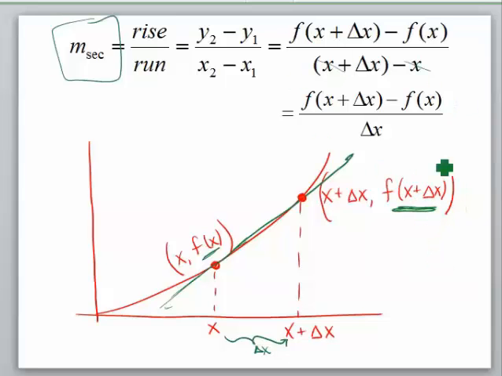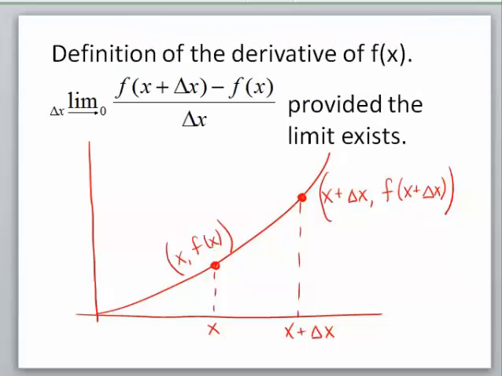So hopefully this gives you a sense of where the slope of the secant line is coming from. And now what I want to do is move towards the entire definition of a derivative, which has that limit in it. So what we're going to do is move this secant line closer and closer until we get this tangent line to the curve.